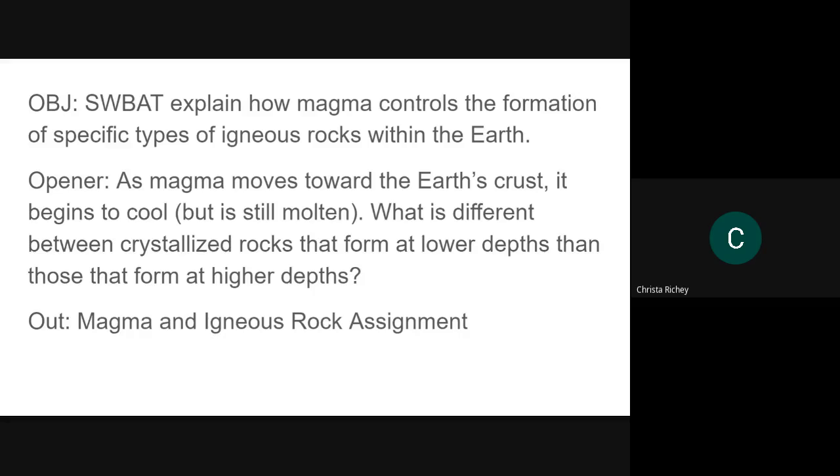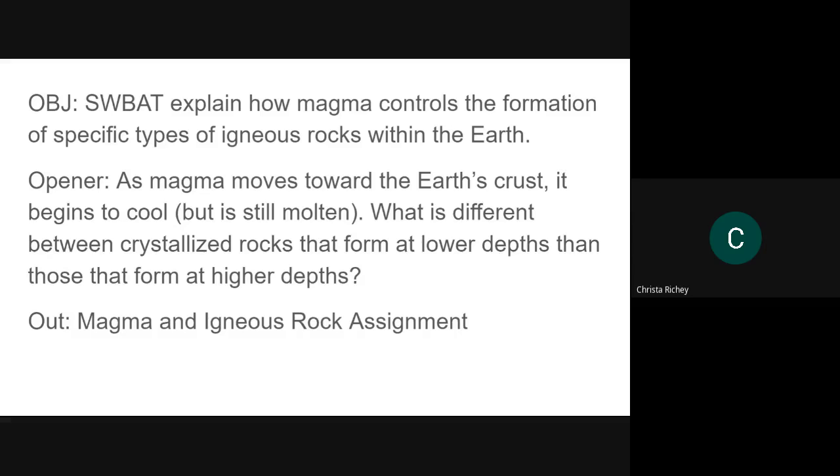Anyways, what we're doing today is we're looking at the role of magma, specifically in how igneous rocks are produced. As magma lifts, as it goes closer to the surface, closer to the crust from the mantle, it does start to cool. It's still molten. It's still going to kill you if you try to swim in the magma. Don't try to swim in magma or lava.